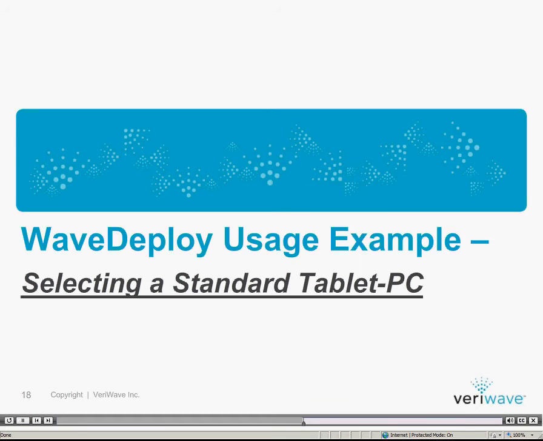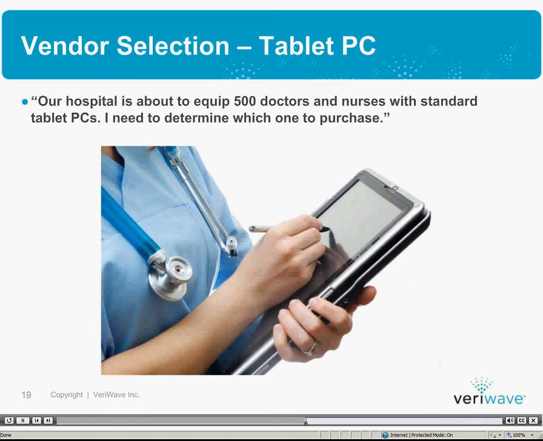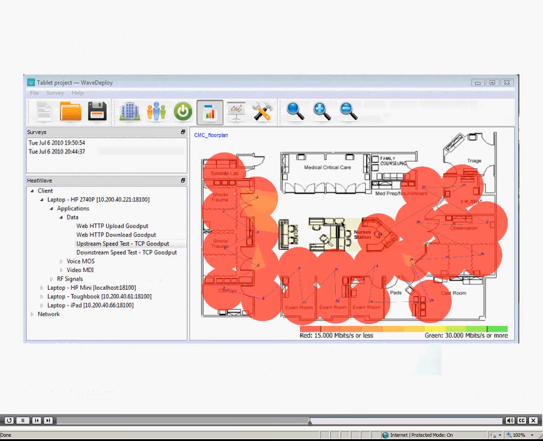Now that we've seen how WaveDeploy functions, let's look at some other usage examples. Let's look at selecting a standard tablet PC case study, another one described by one of our customers. Here, the customer was faced with the question: our hospital is about to equip 500 doctors and nurses with standard tablet PCs. The question that we are being asked is, how can those standard tablet PCs operate within the network, and which tablet PC should I actually choose?